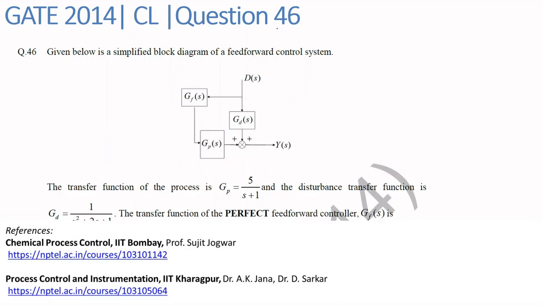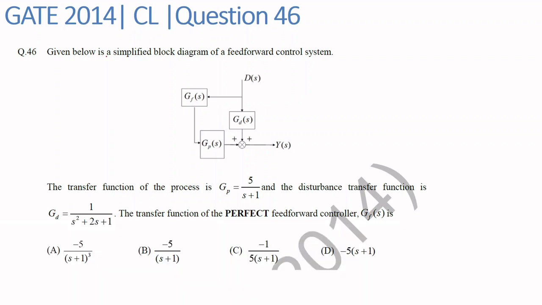We are solving question number 46 of GATE 2014 chemical engineering paper related to process control and instrumentation. And the question is, given below is a simplified block diagram of a feed forward control system. The transfer function of the process is Gp equal to 5 upon s plus 1, and the disturbance transfer function is Gd equal to 1 upon s square plus 2s plus 1. The transfer function of the perfect feed forward controller Gf of s is dash.